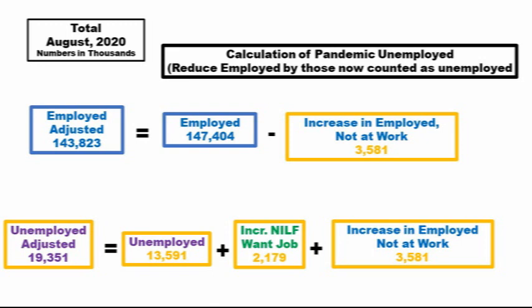When I look at the unemployed, I'm going to add the not in the labor force who want a job and the number of employed who are not at work. I need to add the not at work to the unemployed and subtract it from the employed. When I do this calculation, I end up with the unemployed increasing to 19.4 million persons from the 13.6 that we started with, and the number of employed declines to 143.8 million from the 147.4 that we started with.